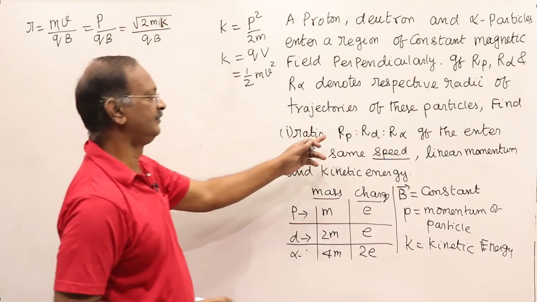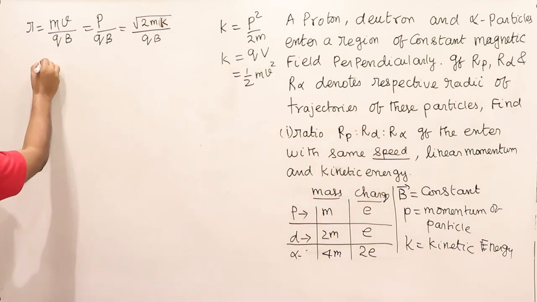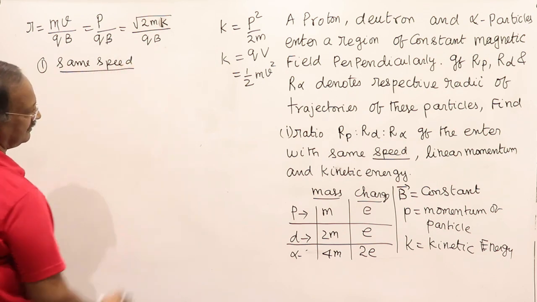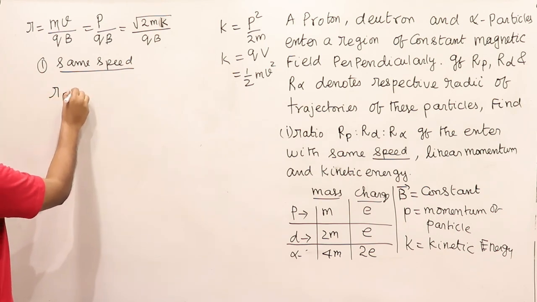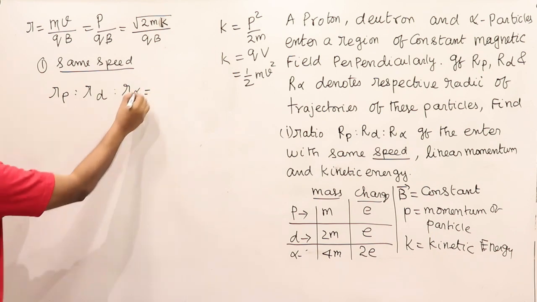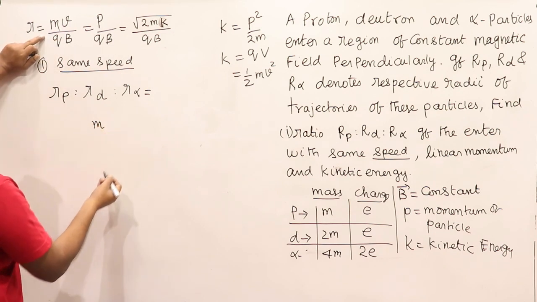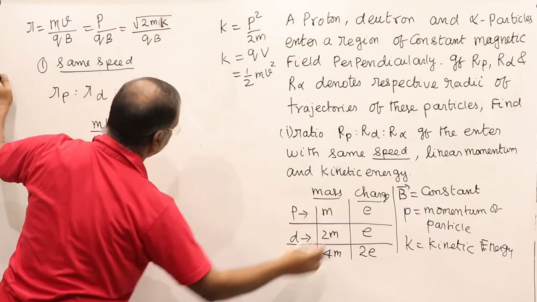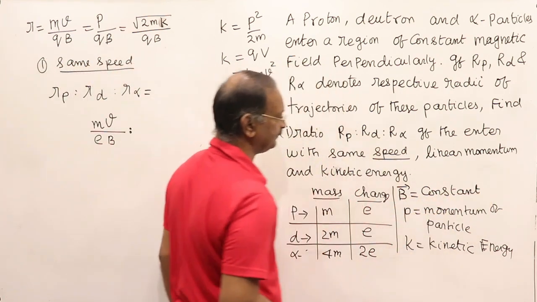The first condition is given: find the ratio of the radii of proton, deuteron, and alpha if they enter with the same speed. First let us consider the same speed. If they enter with the same speed, the velocity is the same. What is the radius? First we will say radius of proton is to radius of deuteron is to radius of alpha particle is equal to, for the proton, mass of proton into velocity, speed is the same, divided by charge e, and the magnetic field is obviously the same for all, because the magnetic field is given constant for all the particles.